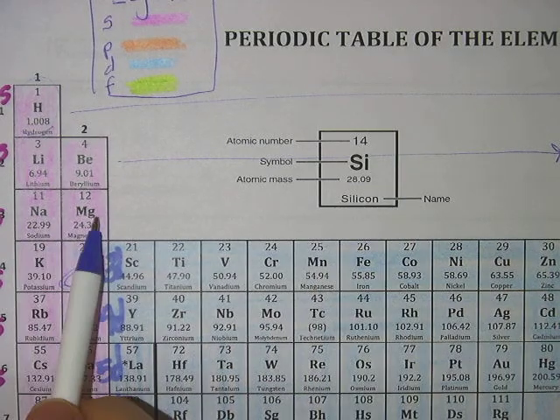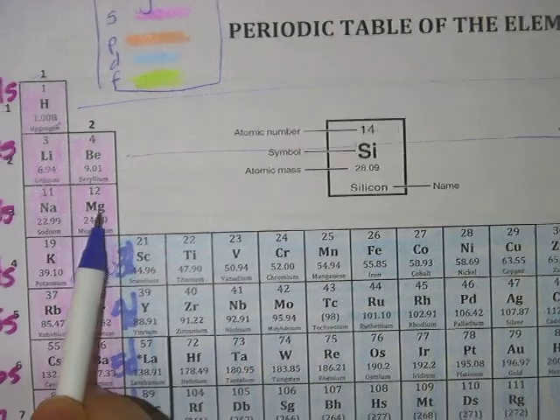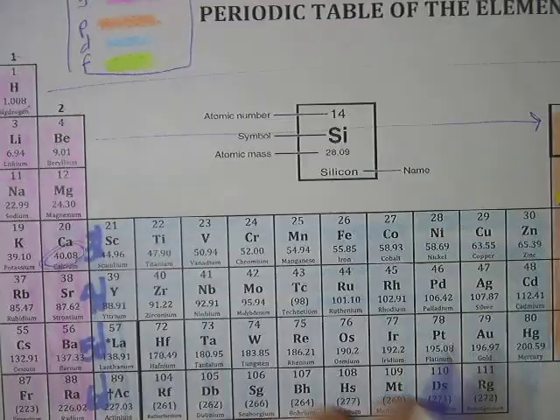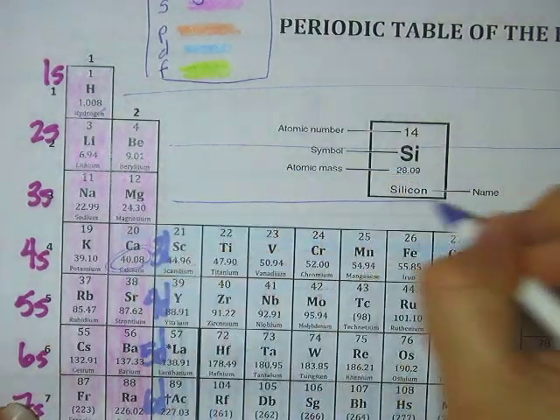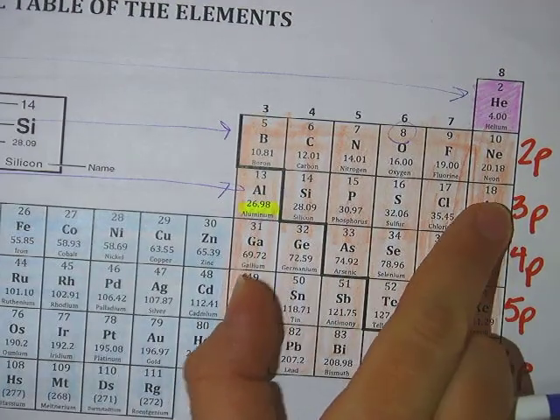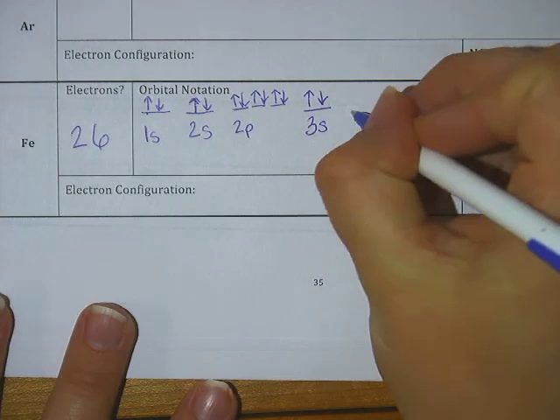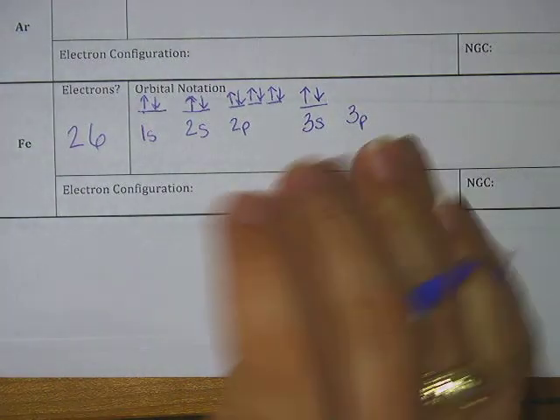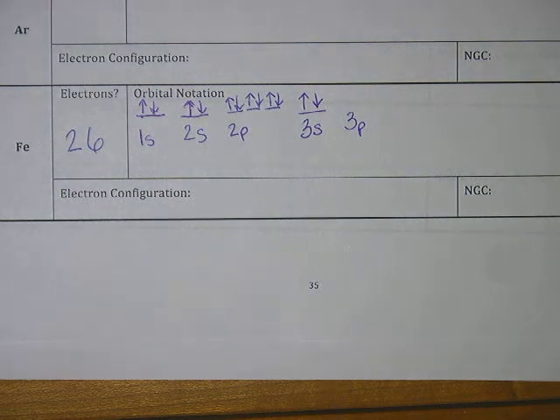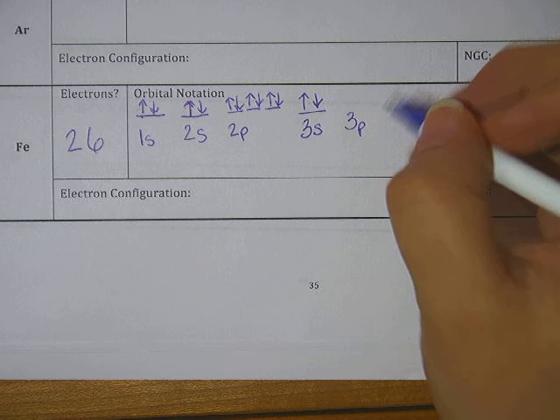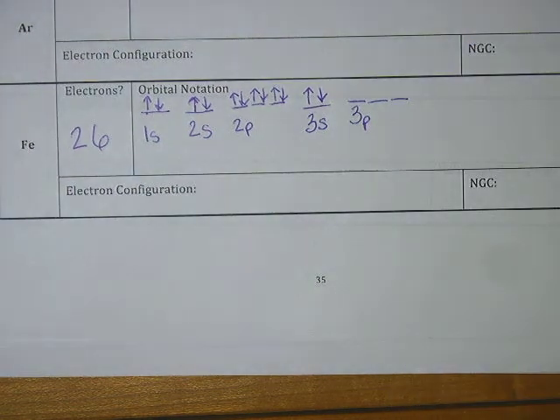But we filled 3s. That was 1, 2. And there's our 1, 2 and 3s. So now I got to move across. And when I move across, my next thing is 3p. So I write a 3p. How many blanks do p's get? There are 3 peanuts, so I'm going to draw 3 blanks. 1, 2, 3.